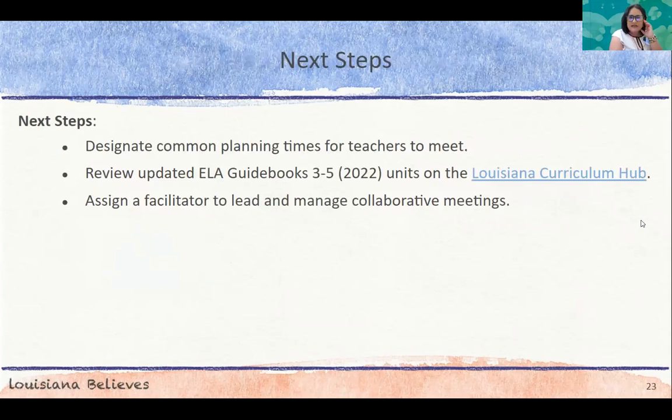So next steps as far as what you can do with these teacher collaborative meetings is designate those common planning times for your teachers to meet. Designate times of uninterrupted planning for teachers to be able to dig into these materials. On the Louisiana Curriculum Hub, you want to review those units as they are uploaded and start to dig through what those updates look like. And then also you want to make sure you have a facilitator to lead and manage those collaborative meetings.